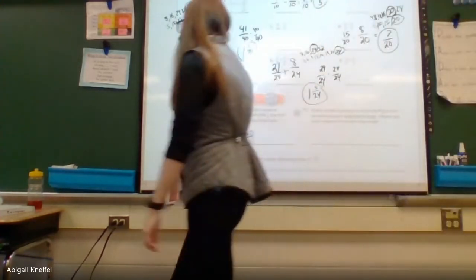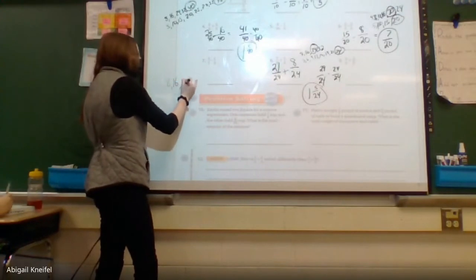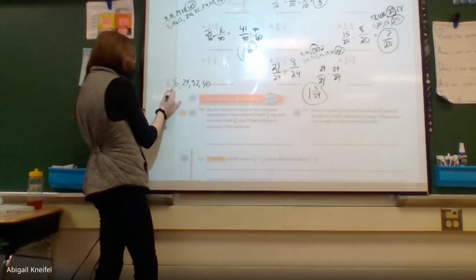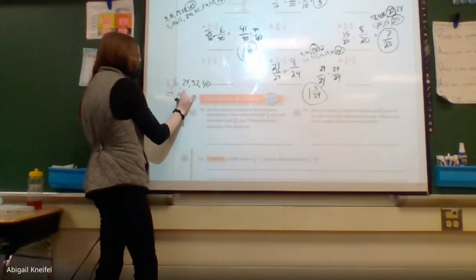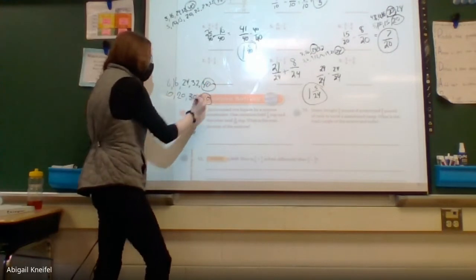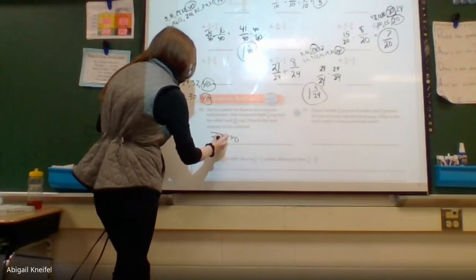I'm going to list multiples of 8: 8, 16, 24, 32, 40. I'm going to list multiples of 10: 10, 20, 30, 40. What is my least common denominator? 40. So both my denominators are now 40.